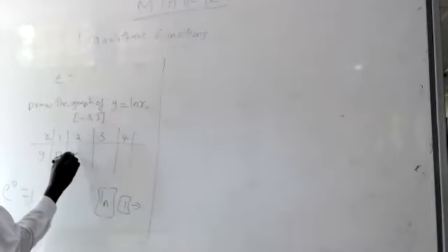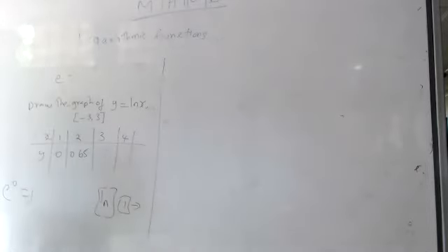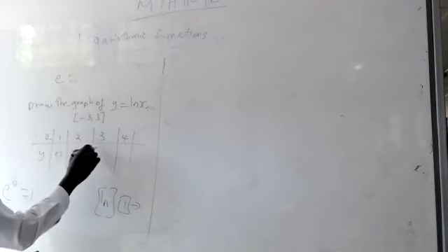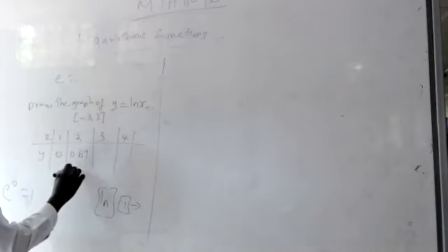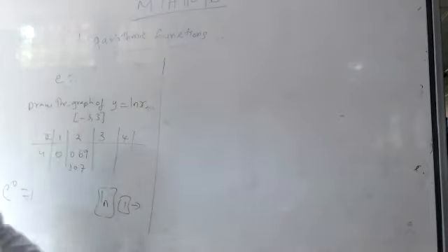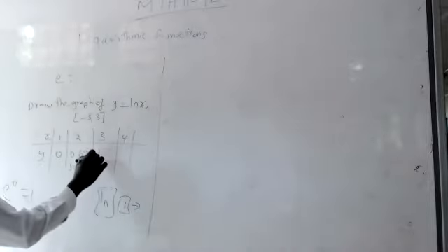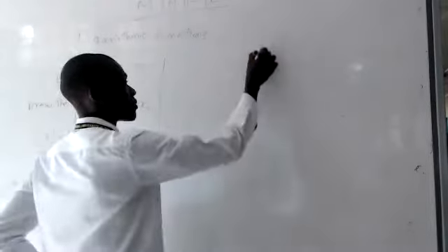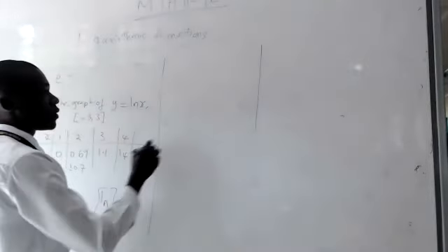0.69, not 0.65. 0.69, yes. So this is approximately 0.7. How about 3? 1.1. How about 4? 1.4.